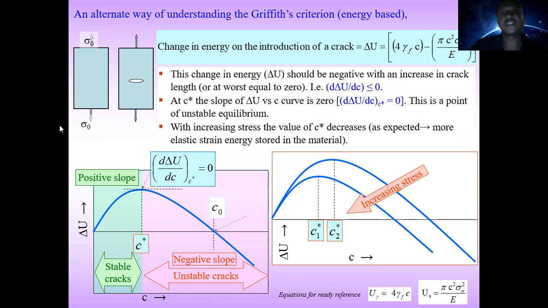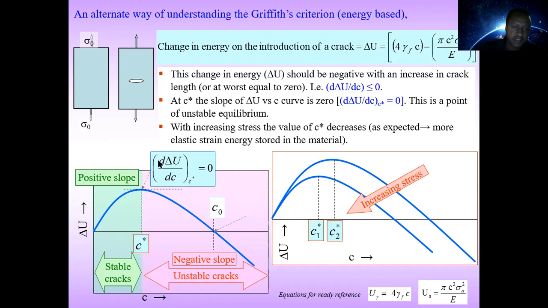An alternative way of understanding the Griffith criteria, that is the energy-based criteria, is here: sigma naught is the far field stress. Once this happens, a small crack propagates. The change in energy on the introduction of the crack, delta U, is equal to 4 C gamma F minus pi C squared sigma A squared over E. This change in energy delta U should be negative with an increase in crack length.